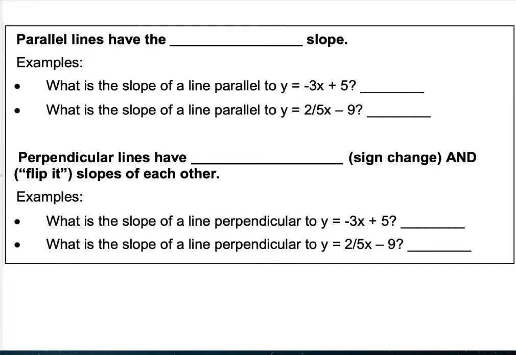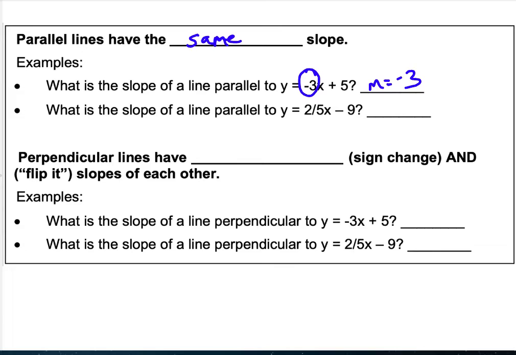Parallel lines are lines that have the same slope. So whatever the equation of the line is, the slope, m, is going to be exactly the same. In our two examples here, what's the slope of a line parallel to y equals negative 3x plus 5? Well, it's going to have a slope of negative 3. So it's running in exactly the same direction. It's climbing at the exact same rate. It just happens to go through the y-axis at a different point.